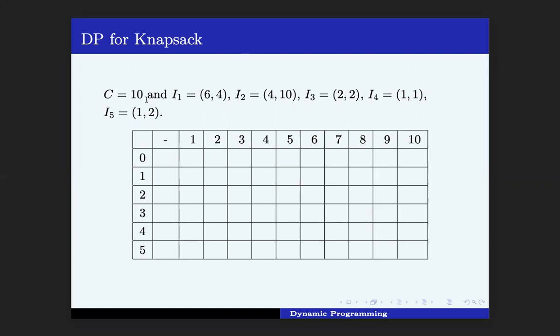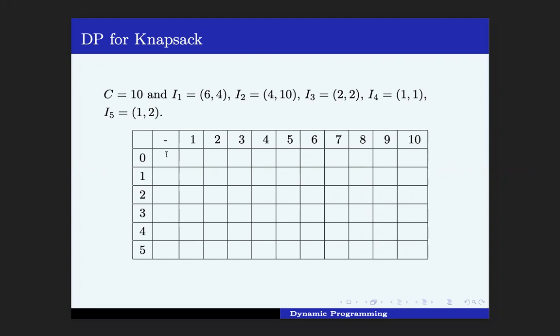So here is an example. Say I1 is this one, I2 is this one, I3 is this one, I4 is this one, and I5 is this one. And the capacity is C. First of all, note that, okay, what will it be? If you don't take anything, meaning I am not allowed to take any item, then can you get any value? No, correct? So this whole row would be 0.